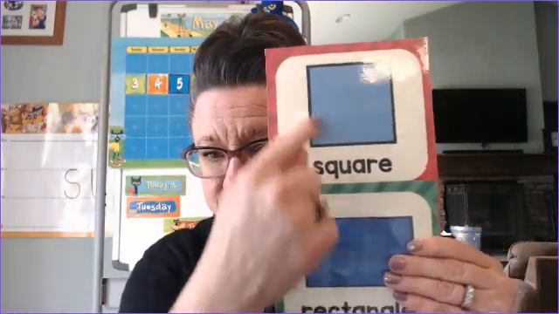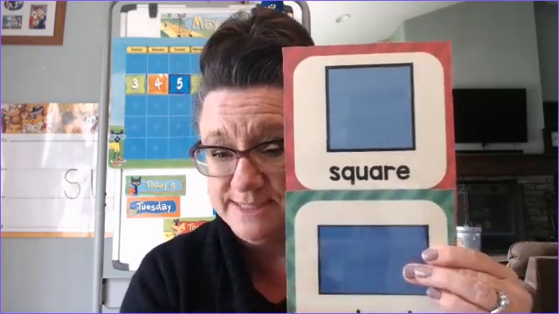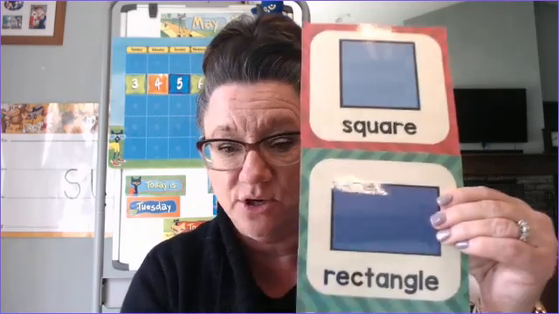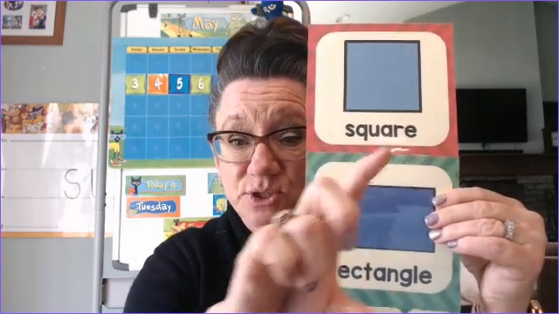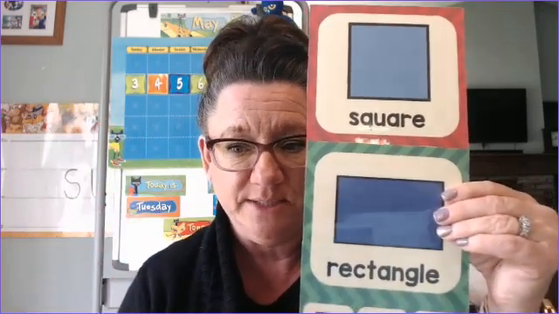When I put them like this, I notice that a rectangle has 2 long sides and 2 short sides, and a square, all the sides are the same. A rectangle has 2 long sides and 2 short sides. That's how we tell the difference.